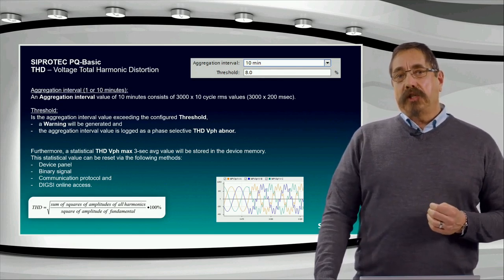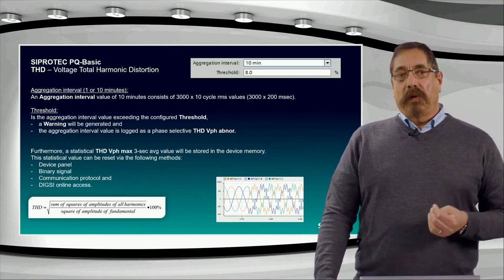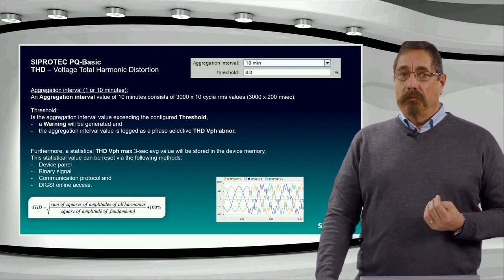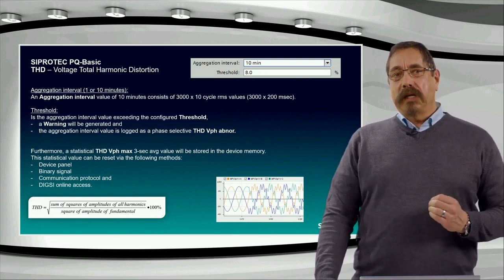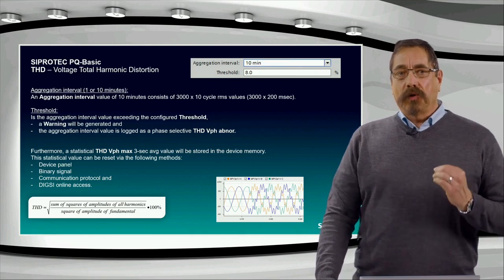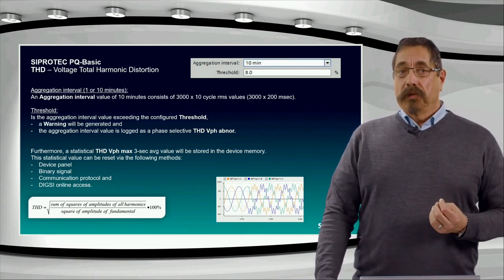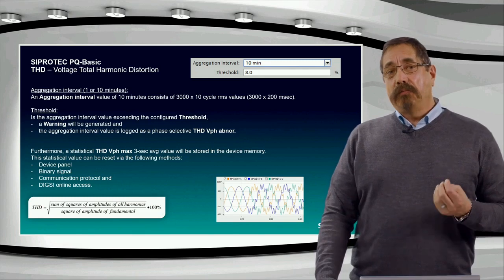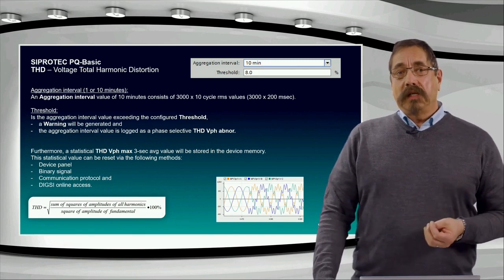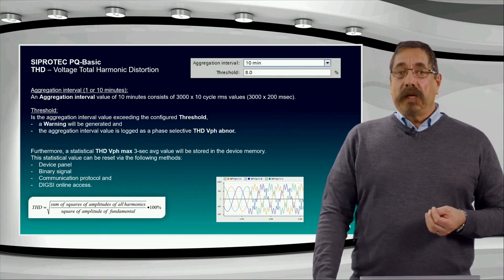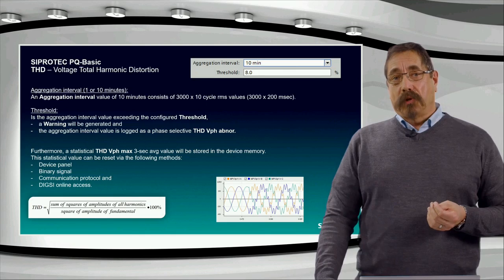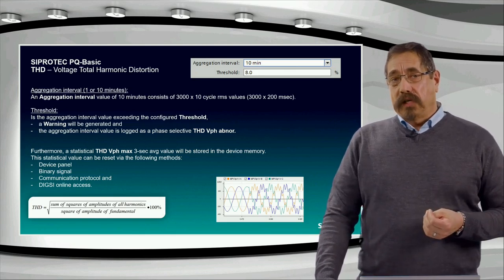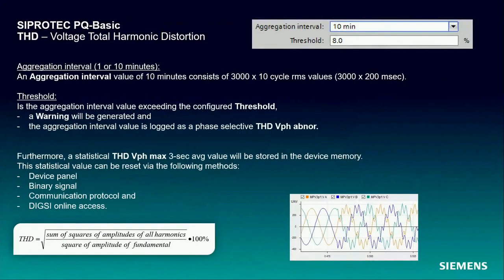The highest THD values are registered and labeled as the so-called THD abnormal. In parallel, for statistical purposes, the worst 3-second THD value will be stored long-term in the device memory. It's called THD VPH max. This statistical value can be manually reset using the device front panel, via binary signal or communication protocol, and using the online access. On the next slide, the total demand distortion will be described.